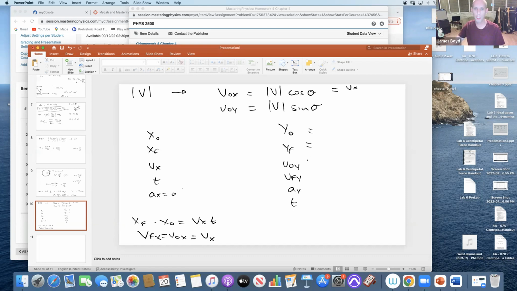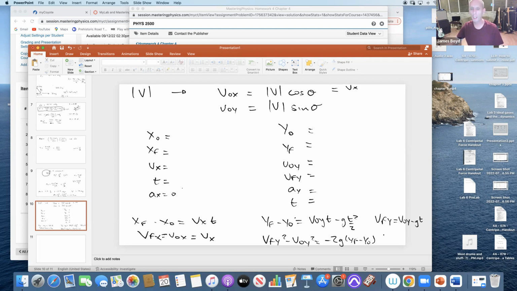For the y equations, they're free fall. So they are y final minus y initial is v naught y t minus g t squared over 2. v final y is v initial y minus g t. v final y squared minus v initial y squared is minus 2g delta y. And finally, if you want to use it, although I never do, v final y plus v initial y over 2 times t.